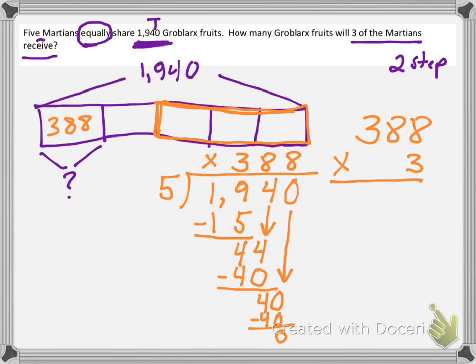And 8 times 3 is 24. The 4, carry the 2. 3 times 8 is 24. Plus the 2 is 26. Carry the 2. 3 times 3 is 9. Plus the 2 is 11. So we have 1,164 Groblark's fruits for the 3 Martians.